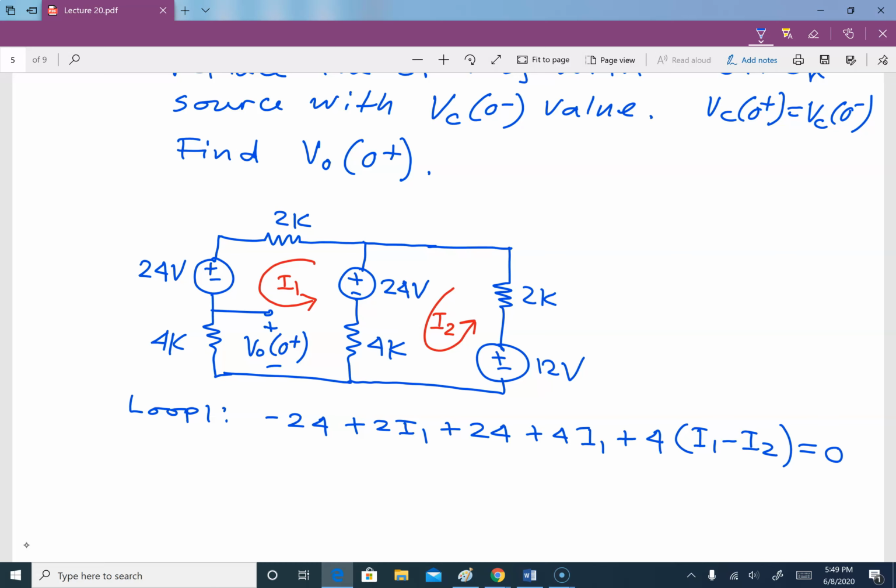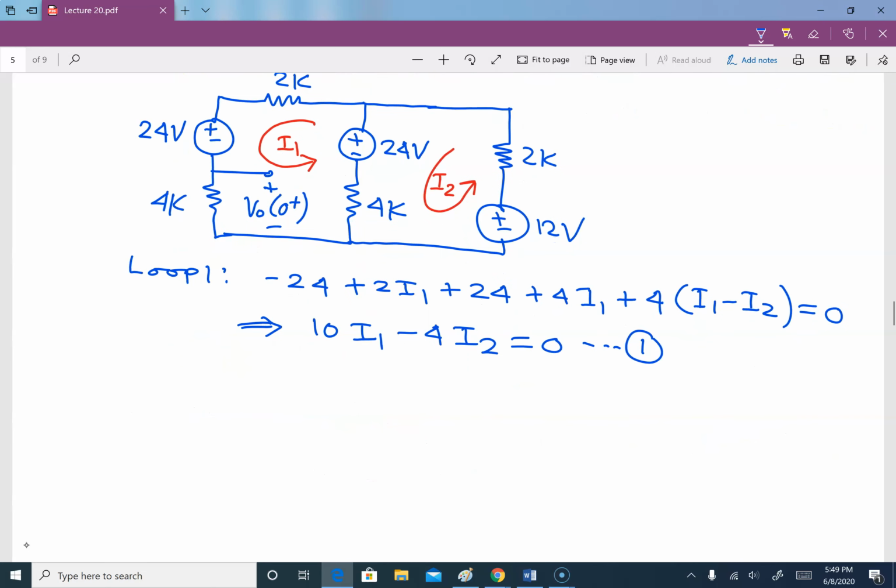Okay, then this will give us 10I1 minus 4I2 is equal to 0. That is our first equation. Now we go to loop 2.